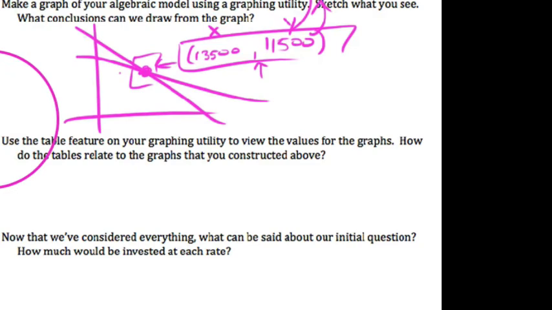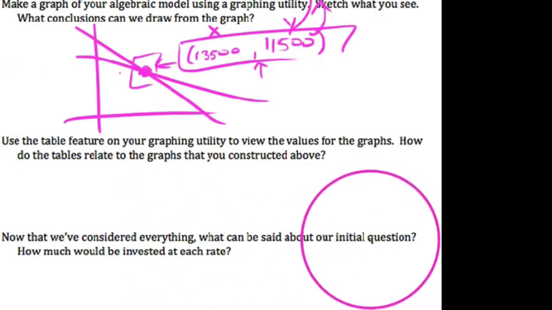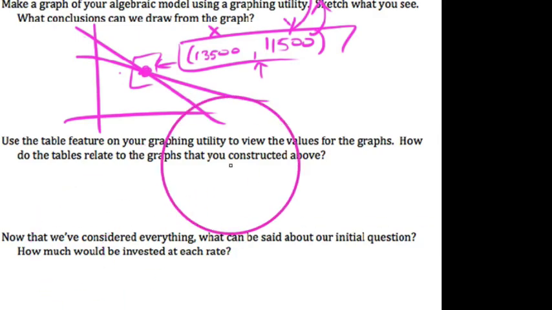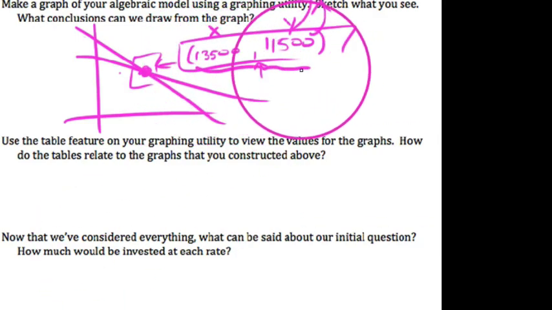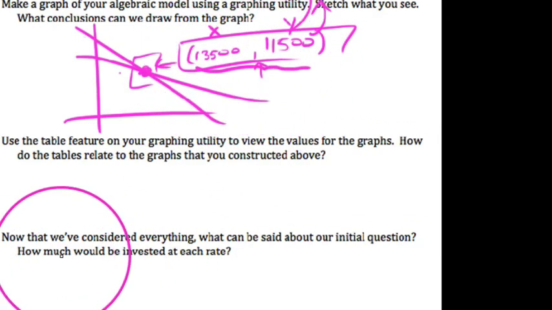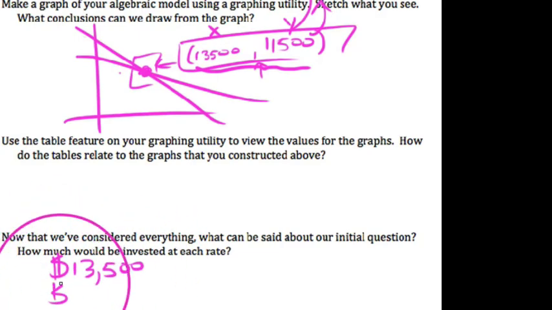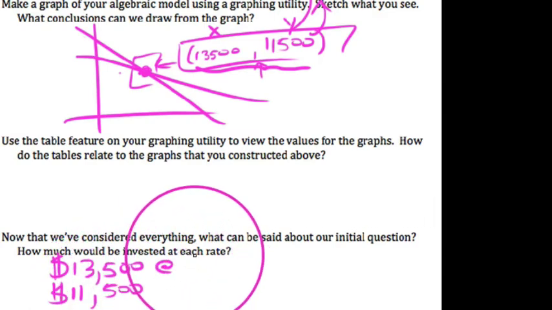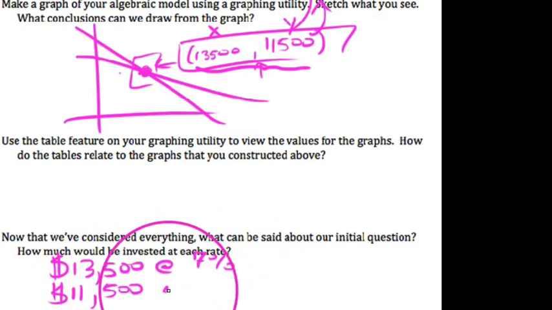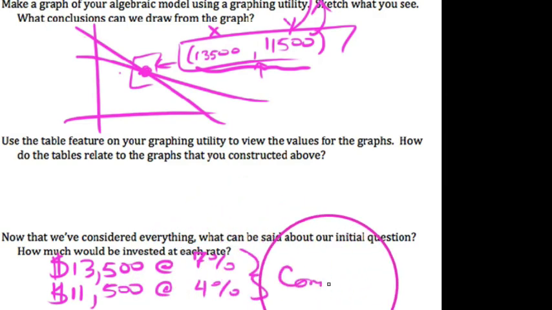Okay? So now that we've considered everything, what can be said about our initial question, how much should be invested at each rate? We want to take this solution pair and make a conclusion statement. In the first case, these both represented a number of dollars, and we have a certain number in each account. So we say invested at 7%, and I'll use not complete sentences here, but at 4%. This is the conclusion that we've drawn right here.